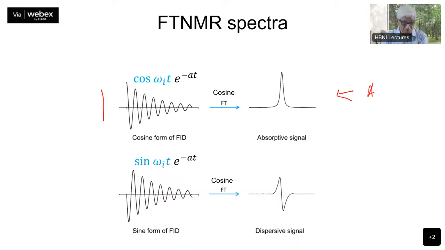If on the other hand your FID starts with 0, as it is here, the sine function starts at 0. Sine t at t equal to 0, the sine function is 0. So then it starts oscillating in this manner and decays with the same time constant. And then if you do a cosine FT of that one, it will give you a dispersive signal which is looking like this. The integral of this dispersive signal is 0. The integral of this absorptive signal is maximum. And that comes from the basic theorems of Fourier transforms.